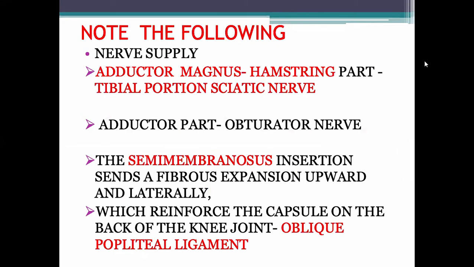Note the following. The adductor magnus, the hamstring part, is innervated by the tibial portion of the sciatic nerve, while the adductor part is innervated by the obturator nerve.